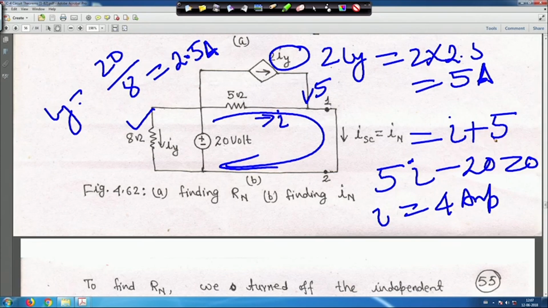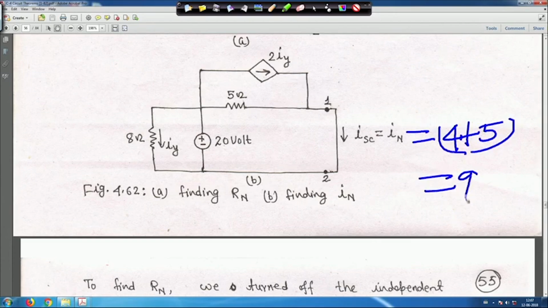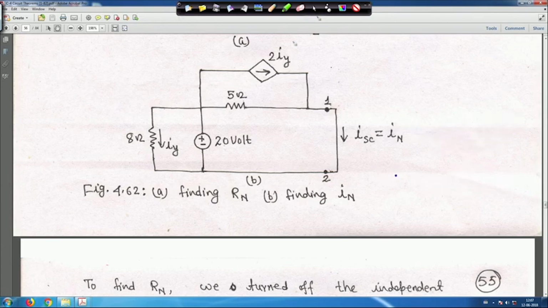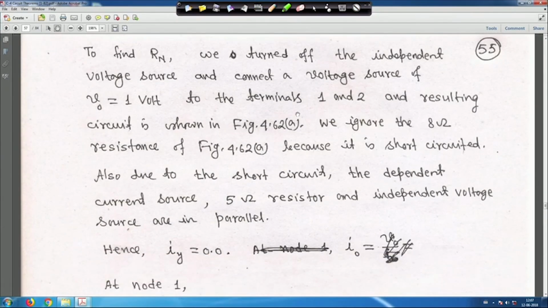So, I think things are understandable to you. If we clear it, this one is actually 4 plus 5. So, that is your I naught, that is 9 ampere, right. Hope these things are understandable to you. So, that is what has been done here. All this write-up is here, you can go through it on your own, but I have explained everything. The same way I told you, it is written.